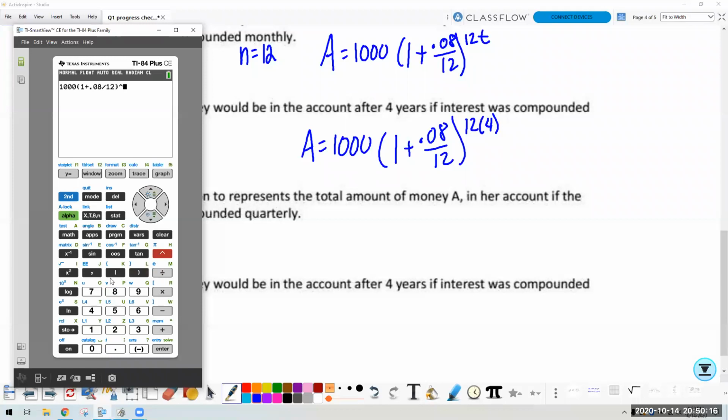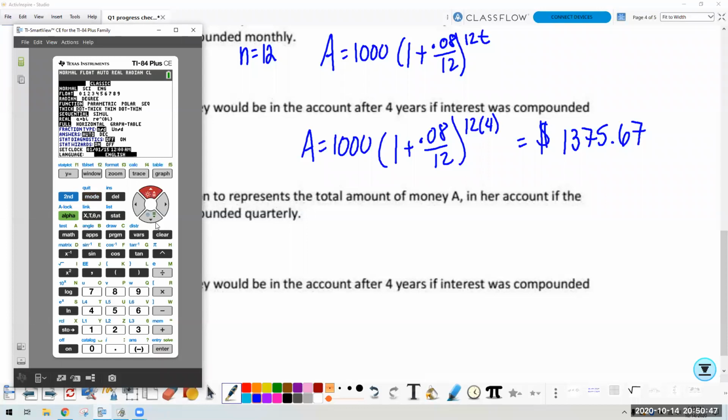Now, if you have an older type of calculator like mine, where it does not put the box in the exponent, doesn't have that little dash box, you need these parentheses around your 12 times 4, unless you just type 48. But if you don't want to do that multiplication first, you have to put those parentheses there. And that would be $1,375.67.